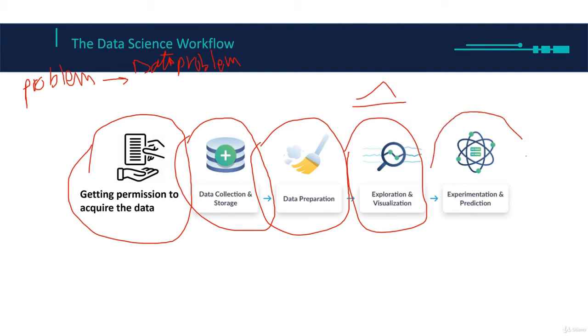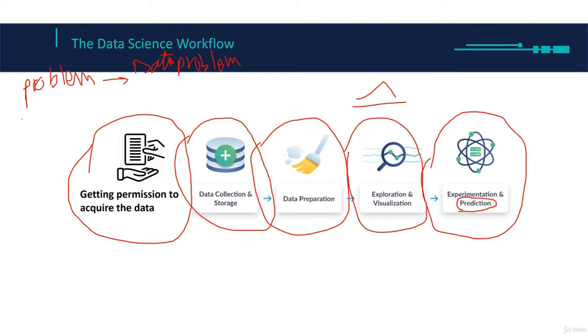And then at the end, I'm going to experiment, which is building my training set and test set, building the model and train and test. And then at the end, I'm going to do my prediction. Okay, this is how a typical data science workflow looks like.